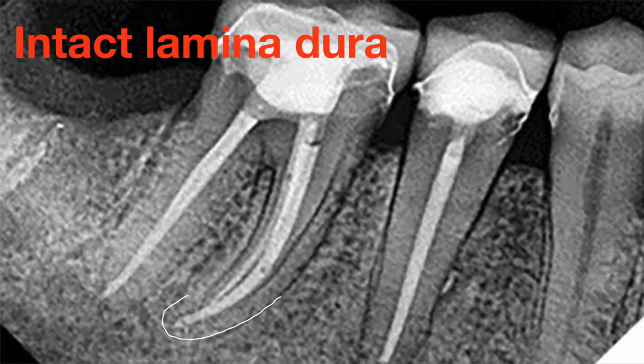Why should we care about the lamina dura? Well, its appearance is a key diagnostic feature. An intact lamina dura around the apex of a tooth, that's a good sign. It suggests the pulp is still alive and kicking, but let's not get too carried away. The absence of a lamina dura around the apex isn't always a red flag.